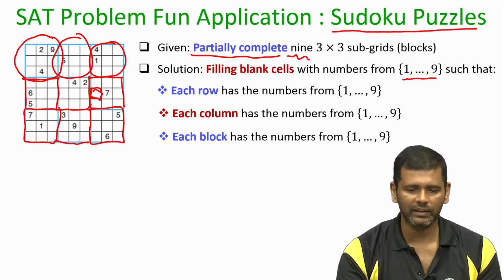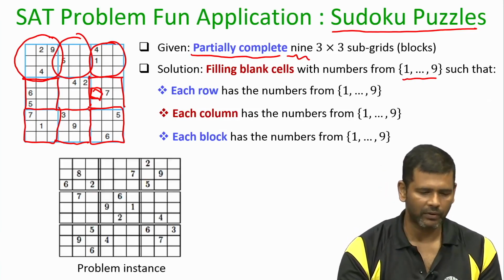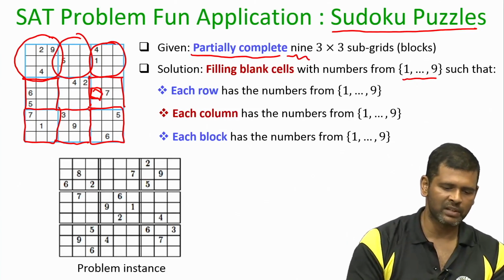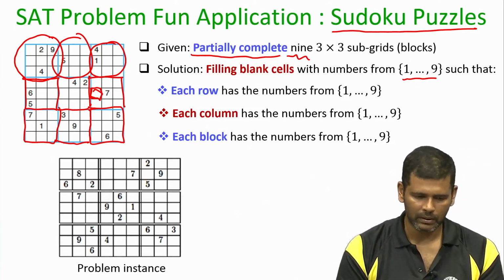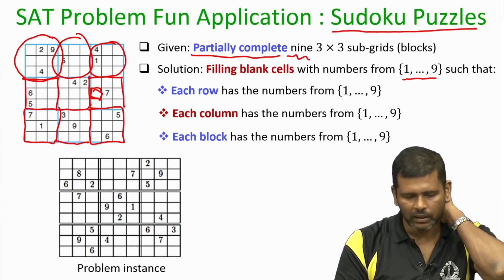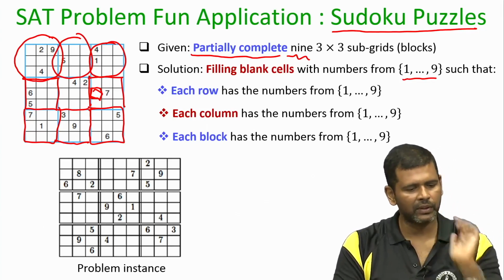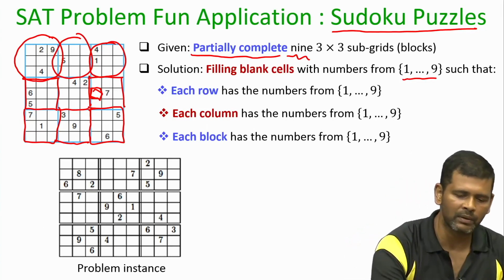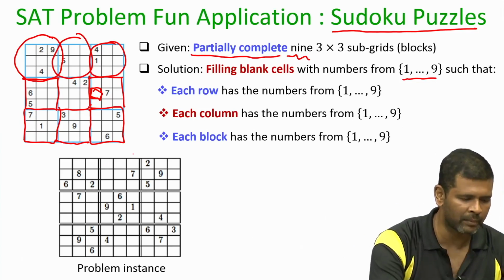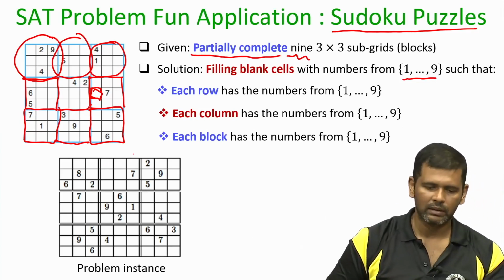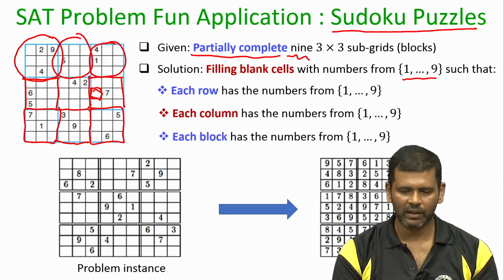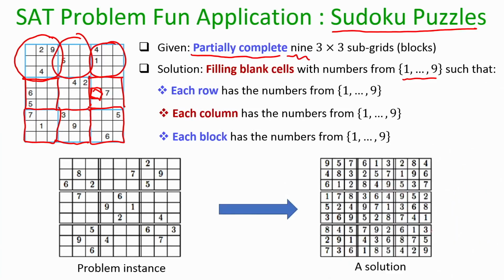So, these are the restrictions for you. This is a problem instance which might be given to you, and you have to come up with a solution. Solution means you have to come up with possible values which you can fill in these empty cells satisfying the above restrictions. It turns out that one of the solutions is this.